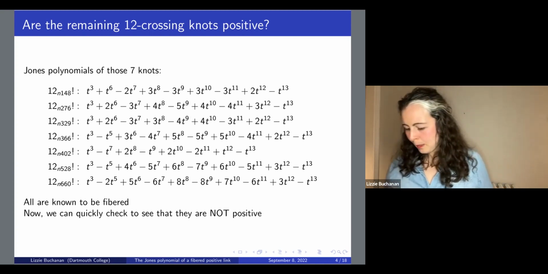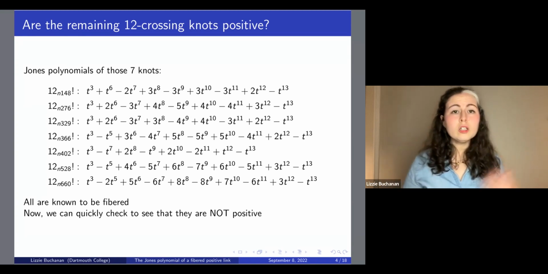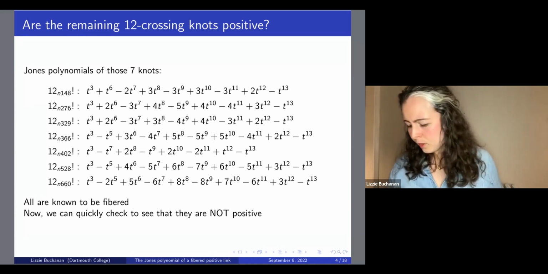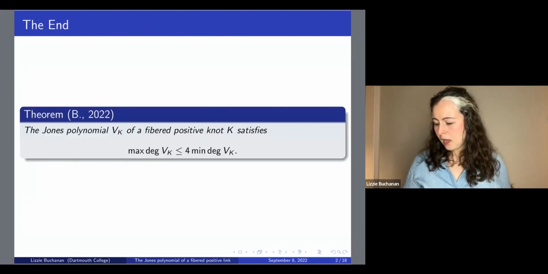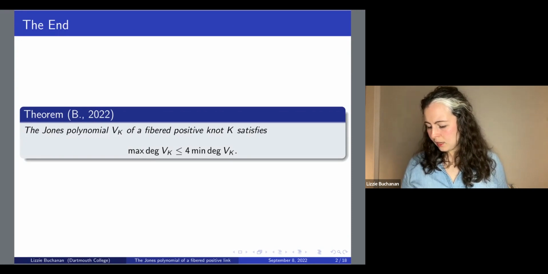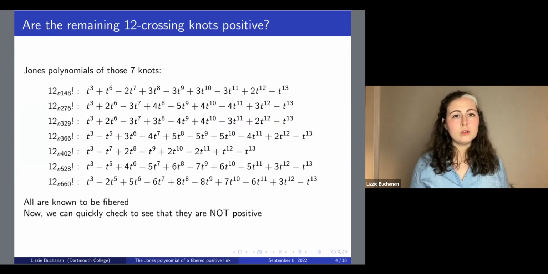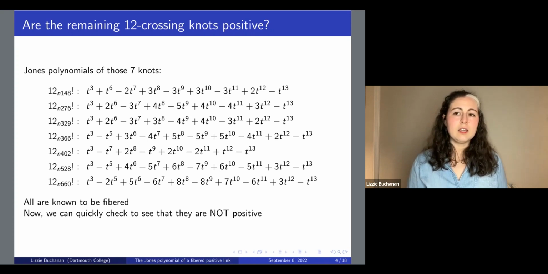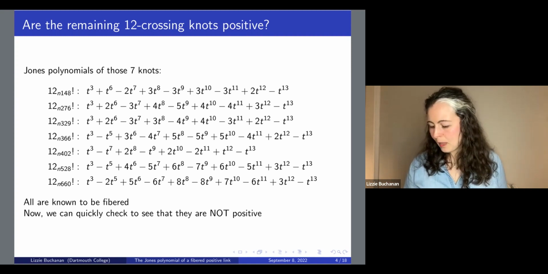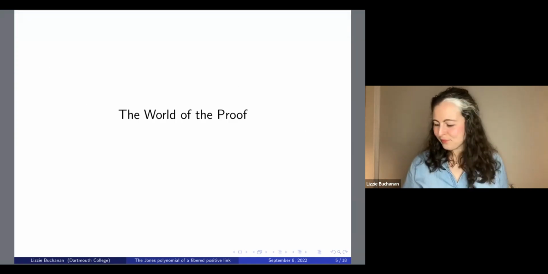Okay, so now I want to talk a little bit about the world of the proof that goes into the proof of our main result here. To do that, I'm going to begin going over a couple of known definitions having to do with knot diagrams and positive knot diagrams in particular. And then I'm going to talk about the new kinds of diagrams that we invented in order to prove our theorem.